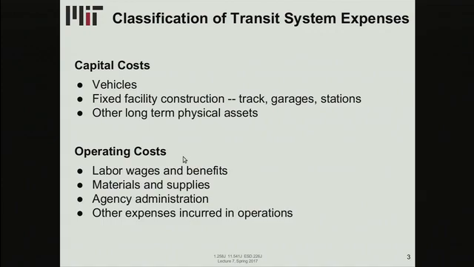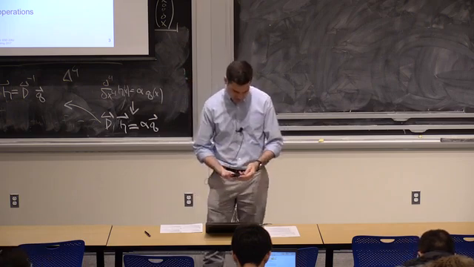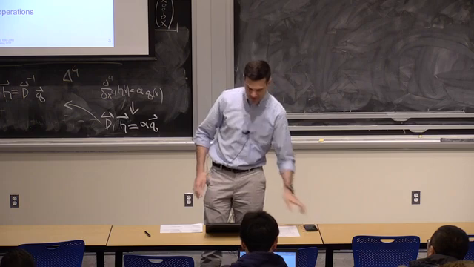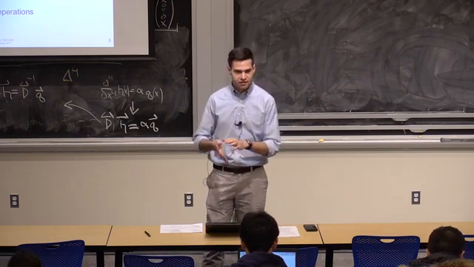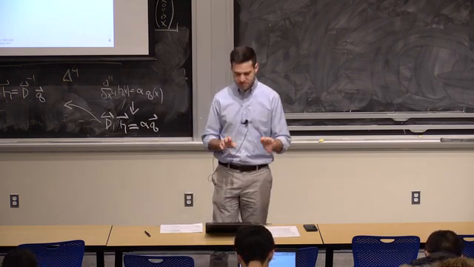So those have to do with, they're more proportional to how much service you output. So labor, wages, and benefits. Materials and supplies. Materials includes fuel, right, and tires and electricity to run the power metro. Then there's agency administration and other kinds of expenses of this nature, right? So it's important to keep those two in mind because the cost models that we specify should take these into consideration and be able to allocate the capital and operating expenses separately.